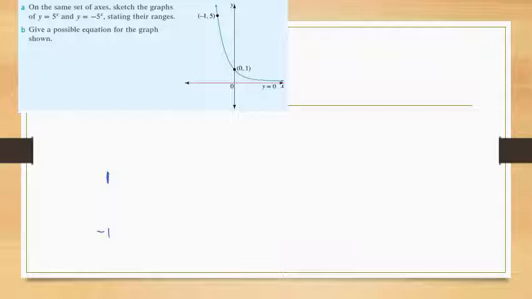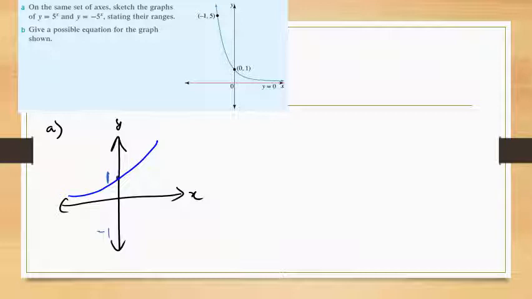Alright, on the same set of axes, sketch the graphs of y equals 5 to the power of x and y equals negative 5 to the power of x, stating their range or ranges. So it will be the same as before. You have y equals 5 to the power of x, like that. And then y equals negative 5 to the power of x, because that's negative in front of it, that's a dilation to the y-axis, so then it goes downwards.